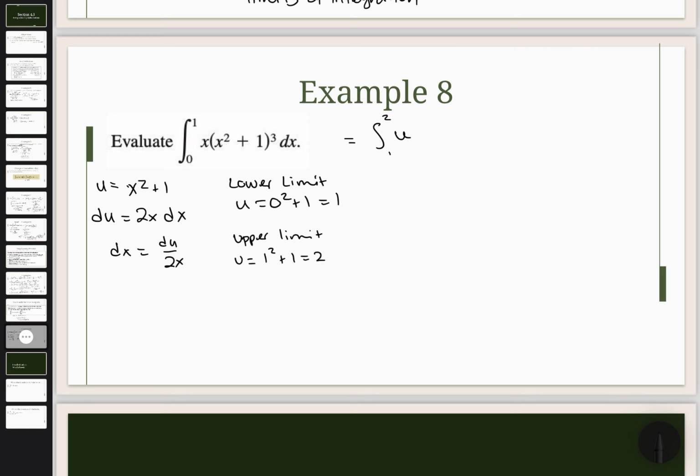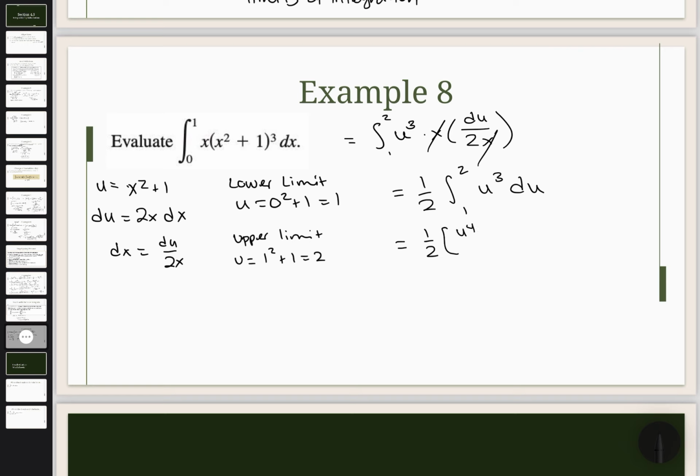This I'm going to replace with u cubed. And then I still have that little pesky x, but that's going to go away in a second. I'm replacing dx with du over 2x. Those x's now cancel out. I do still have that 2 in the denominator, but I can just pull that 1/2 out front as a constant. I have 1/2 times the integral from 1 to 2 of u cubed du. And you guys can integrate that.